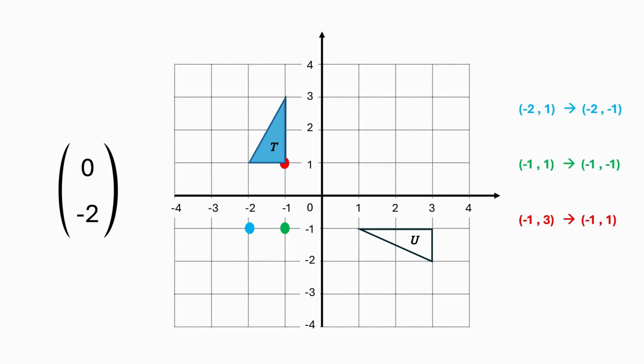The new translated triangle has the same shape and size as triangle T, but it is now 2 units lower on the grid. So the highlighted coordinates of the new translated triangle are our answer.